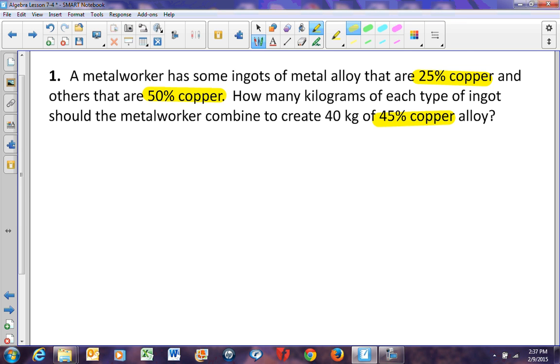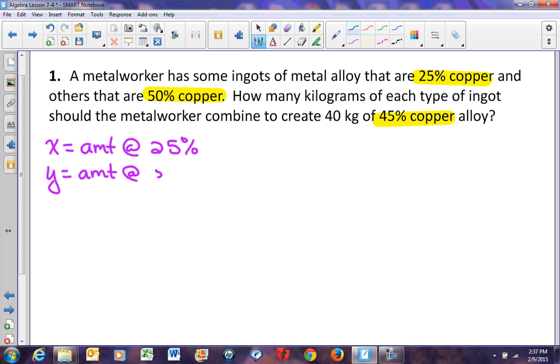So my first thing is I'm going to start with using some variables. I'm just going to let x equal the amount that I need at 25%. I will let y equal the amount that I need at 50%. Now, if I'm trying to get 45%, my brain automatically says I'm going to need more at 50% and less at 25%. So when I get to my final answer, my number for 50% better be higher than my number for 25%. That's one of the things I'm going to keep in the back of my mind.